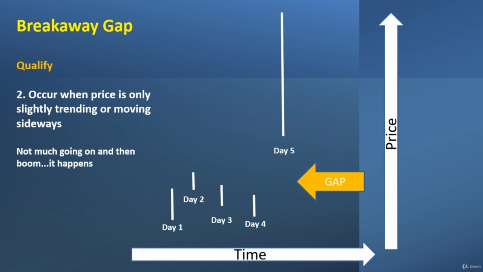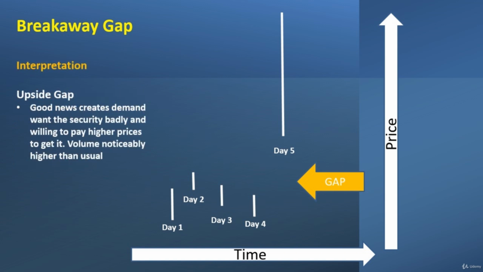So when you're looking at an interpretation of these, let's look at this one here. This is an example of an upside gap, as we know. So if something happens, some good news, creates demand, and people want the stock badly, or the security badly, and they're willing to pay higher prices to get it, volume is typically noticeably higher than usual.